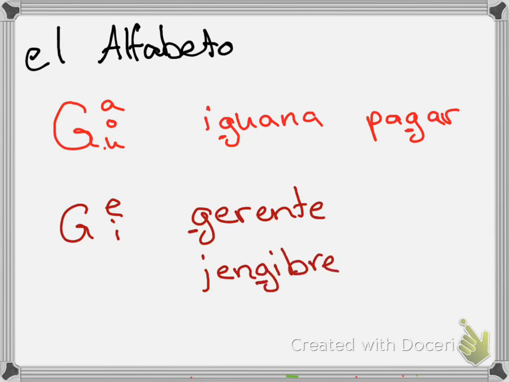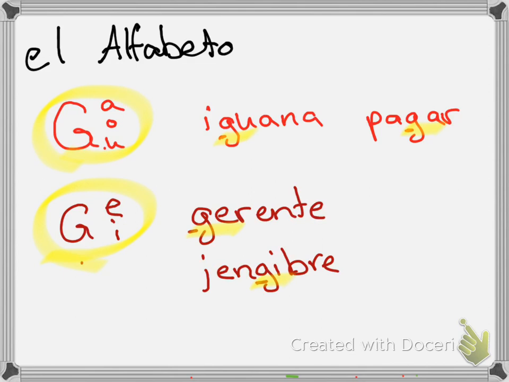Another example is jengibre. Jengibre means ginger. So gerente, jengibre. So we have a ch sound if it comes right before an E or an I, gerente, jengibre. Or we have a G if we have an A, O, or U, such as in iguana or pagar.